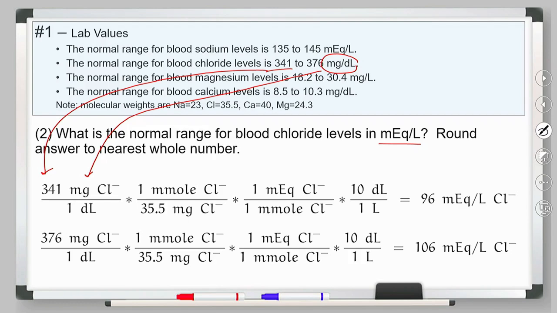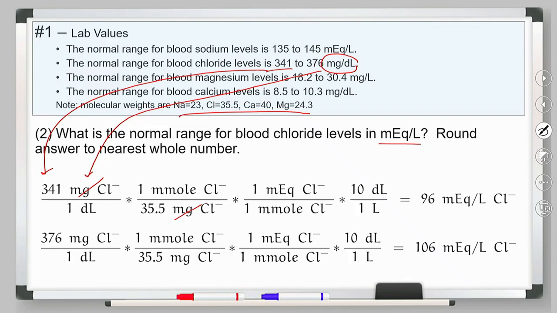So the first step is the relationship: we use the formula weight for chloride in milligrams equal to 1 millimole. I will always provide you the molecular weights, so they are all given here for this question. For every 1 millimole, there's 35.5 milligrams of chloride. And remember, we're putting milligrams in the denominator, so it cancels. And now I have the number of millimoles of chloride. 341 divided by 35.5. That number is the number of millimoles of chloride.